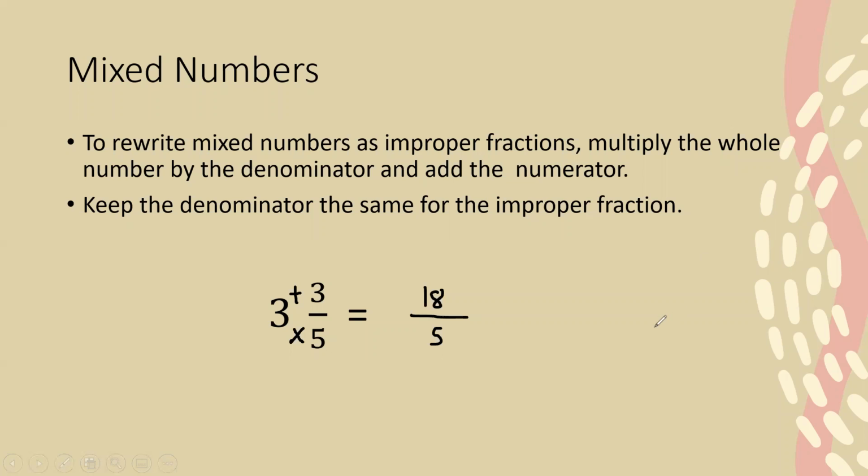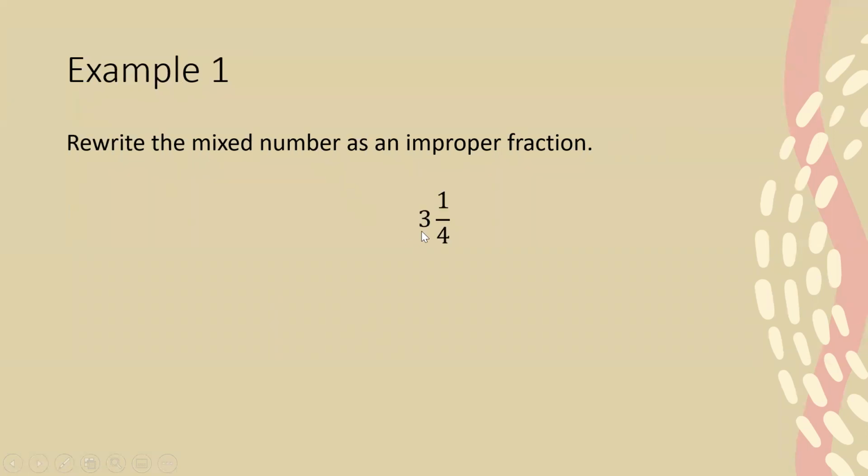So let's continue and do some more examples to rewrite mixed numbers into improper fractions. For the first example, we're asked to rewrite 3 1/4 as an improper fraction. So I write 3 1/4. Now I'm going to multiply 3 times 4 and I'm going to add 1. So 3 times 4 will give me 12, plus 1 will give me 13 as my numerator. For my denominator, I simply bring the 4 over. And that is my new improper fraction, 13/4.